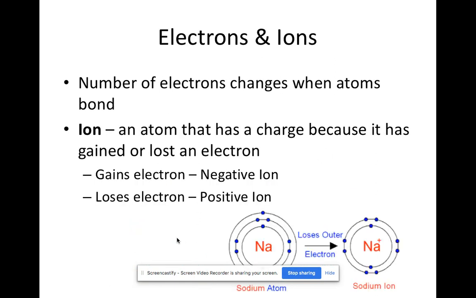Atoms can also change in the number of electrons when they bond. When an atom changes the number of electrons, it becomes an ion, an atom that has a charge because it has gained or lost an electron. If it gains an electron, it gets an extra negative because electrons are negative, and that makes it a negative ion. If it loses an electron, like sodium right here, it has one less and it becomes positive.